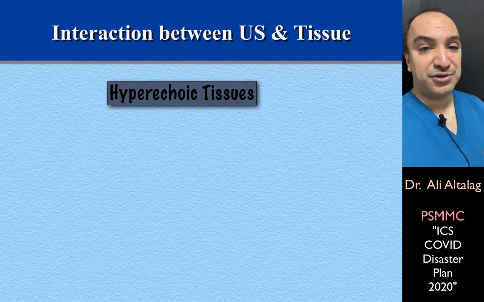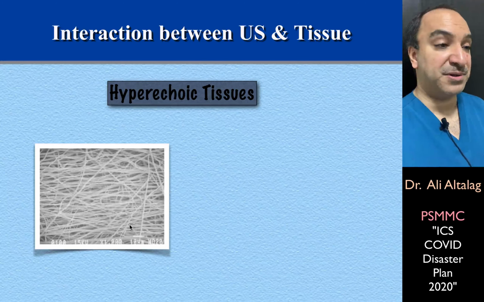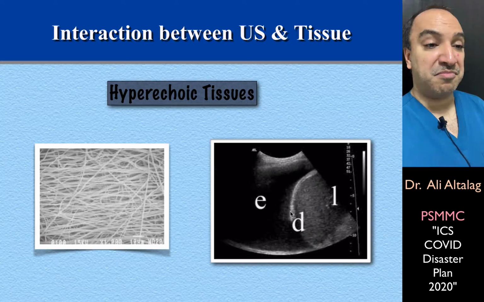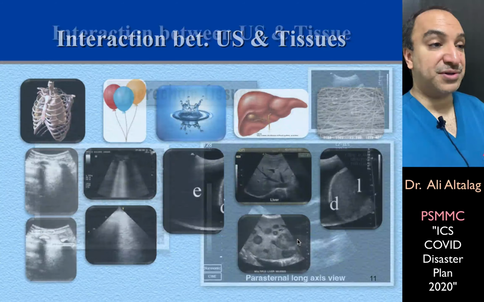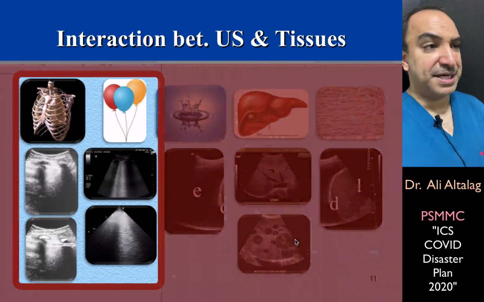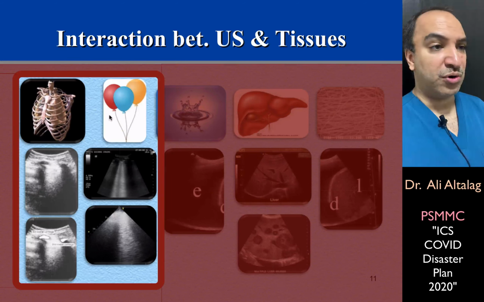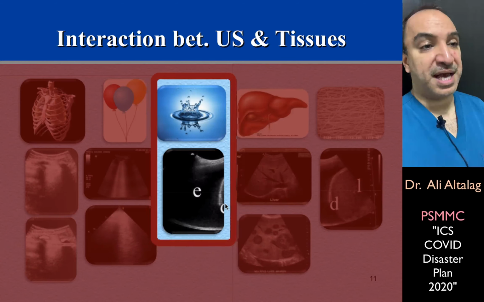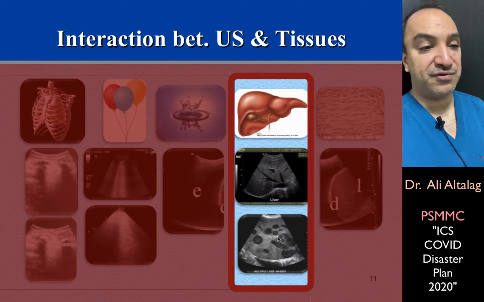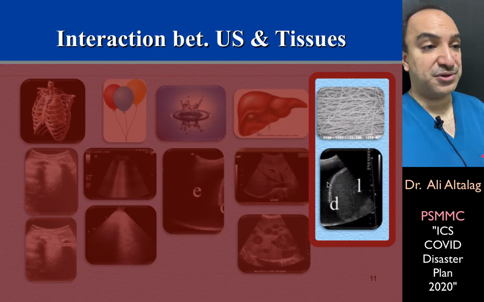Then the hyperechoic structures or tissues, like the structures rich in fibrous tissue, are white in ultrasonography, like the diaphragm, like the pericardium, etc. So structures again are divided into four types: highly reflective, bone or air; anechoic, like water, which is black; hypoechoic, different shades of gray; and hyperechoic structures rich in fibrous tissue.